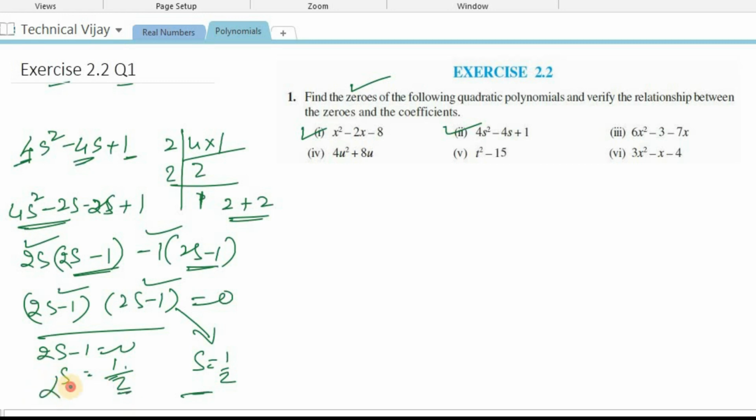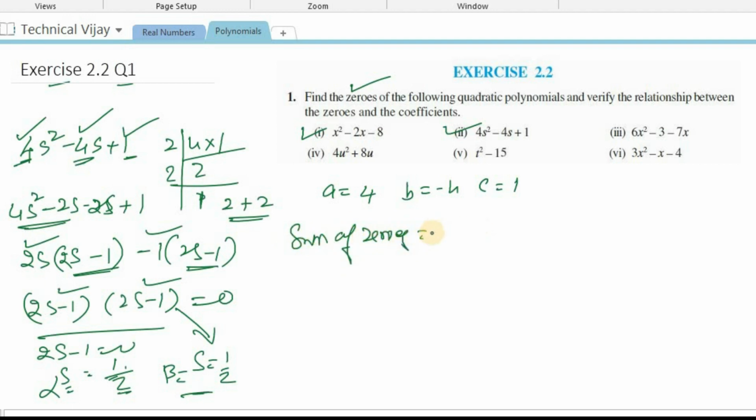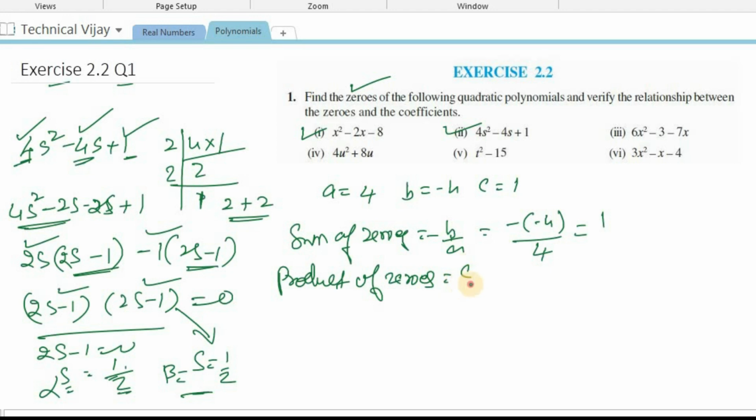So this is alpha, this is beta. We will verify by using the coefficient method. Here A is equal to 4, B is equal to minus 4, C is equal to 1. Sum of zeros is equal to minus B by A, which is equal to minus of minus 4 divided by 4, which is equal to 1. Product of zeros is equal to C by A, where C is equal to 1 and A is equal to 4. So this is equal to 1 by 4.